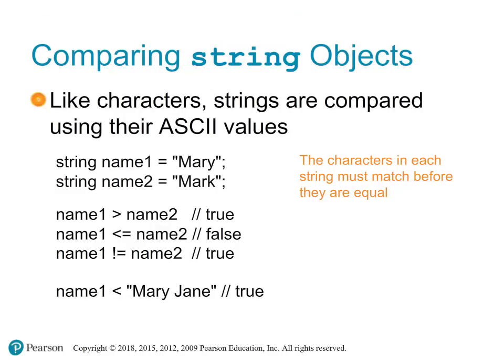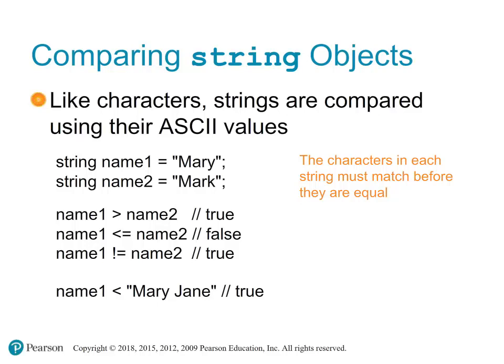Just like individual characters, entire strings in C++ are compared using their ASCII values. This is important for sorting, searching, and many other operations. When comparing strings, C++ starts by comparing the first character of each string. If they are equal, it moves on to the next character and so on. Here we have two strings, name1 and name2, initialized with Mary and Mark, respectively.